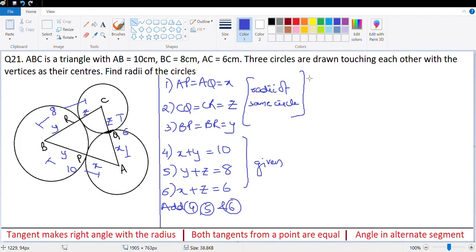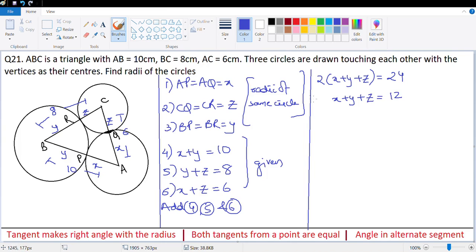If I add the left hand side, it will give me 2 times x plus y plus z. This is 2x, 2y, 2z is equal to 10 plus 8, 18 plus 6, 24, which means x plus y plus z is equal to 12. Now I need to find the value of x, y and z. So I know x plus y is 10, which means 10 plus z is equal to 12, which means z is equal to 2 centimeter.